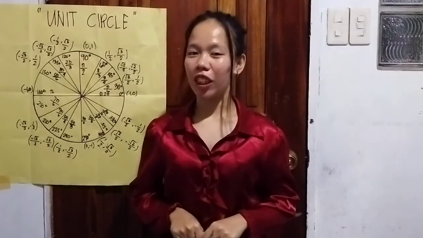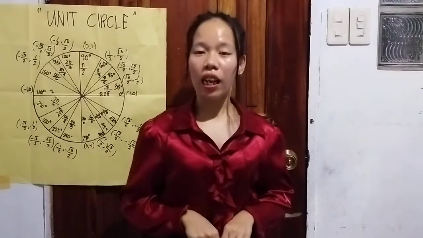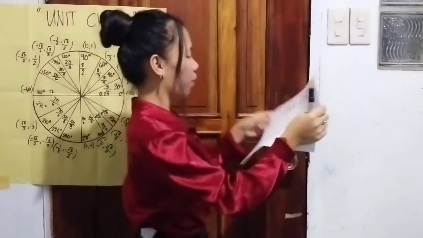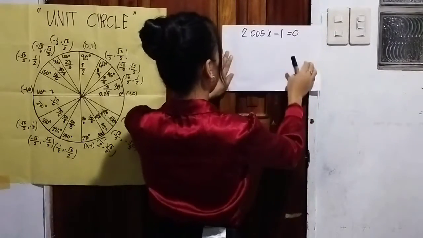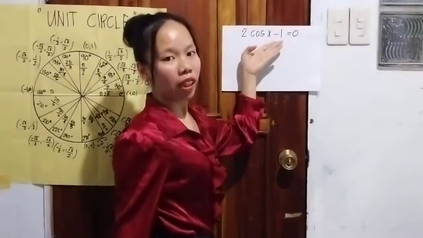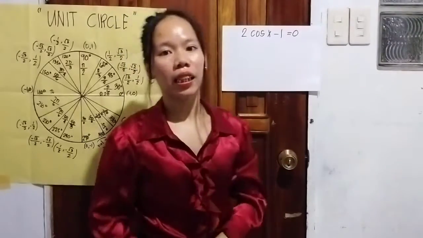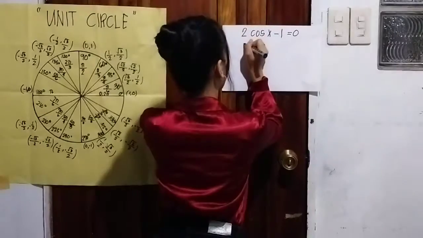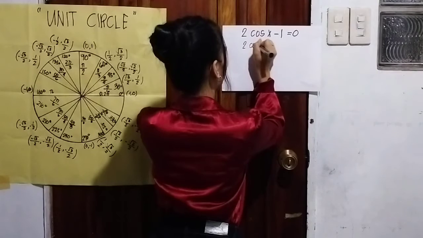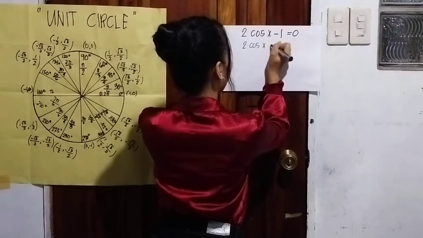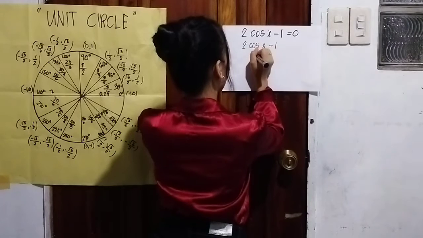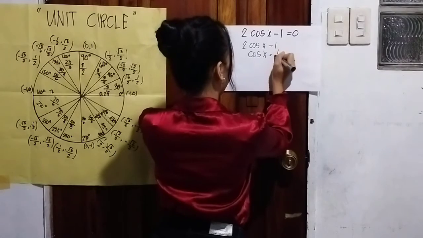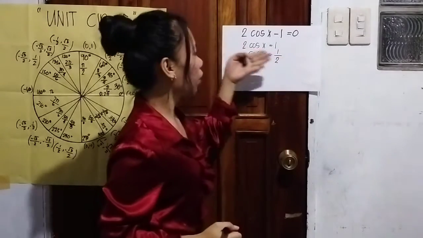There are also steps in solving trigonometric equations. Now let's solve for these equations. We have 2 cos x minus 1 is equal to 0. Step 1, isolate cos x. So let's do it. Cos x is equal to 1/2, from there up to here.